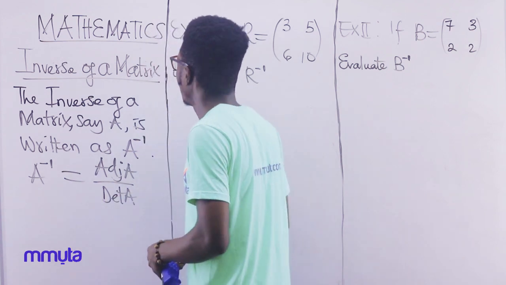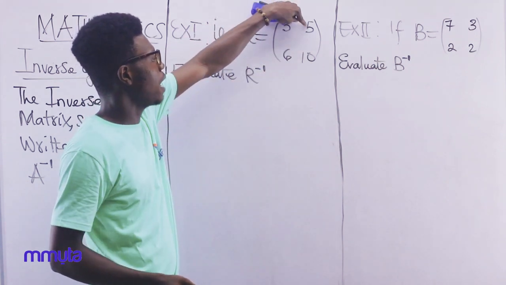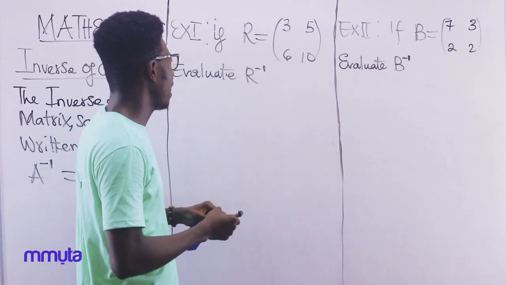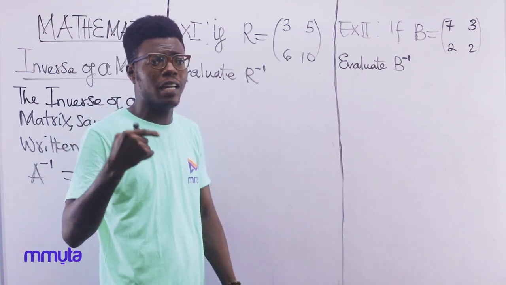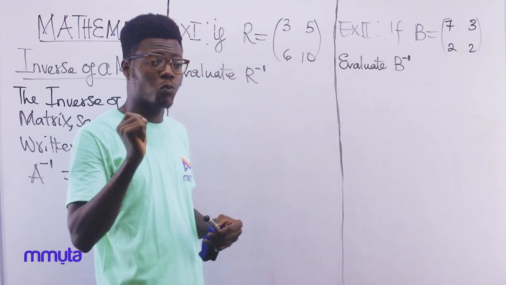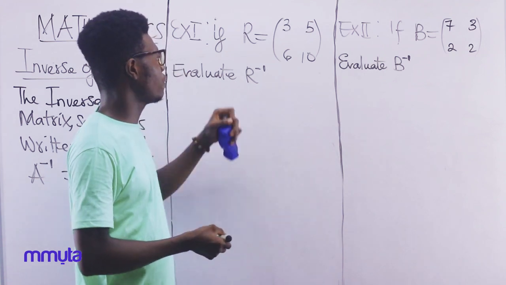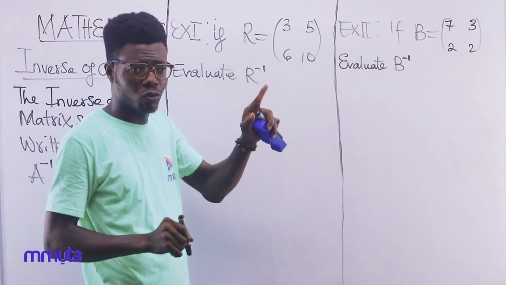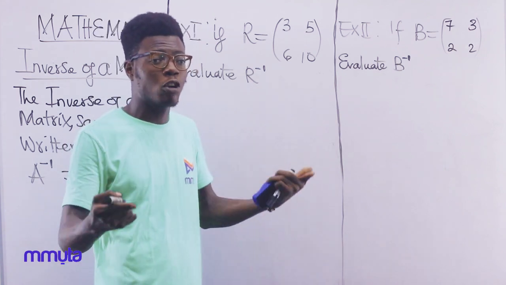So let us look at this. If R is equal to [3, 6; 5, 10], let us evaluate R inverse. That is the inverse of R. The first thing to do whenever you are given the inverse of any matrix, whether 2 by 2 or 3 by 3, and again remember that you can only evaluate the inverse of a square matrix. So how do we obtain the inverse of this given matrix? For you to solve it, first of all, get the determinant and keep it to one side, because it is the determinant that will tell us whether it is invertible or not invertible.